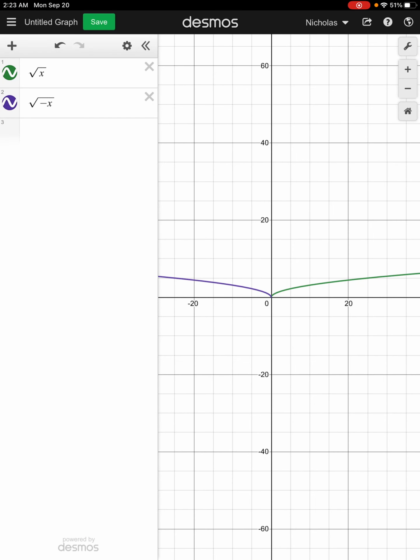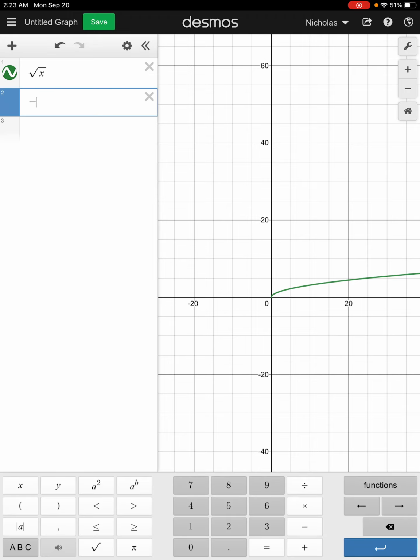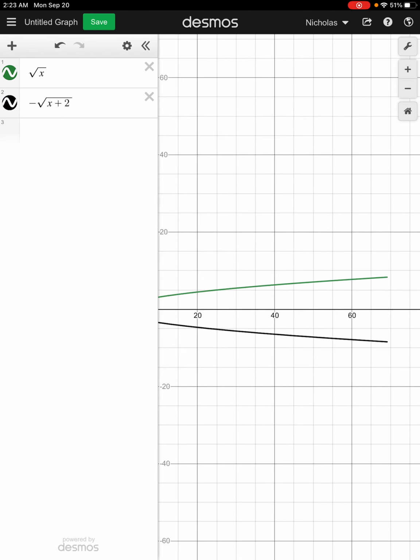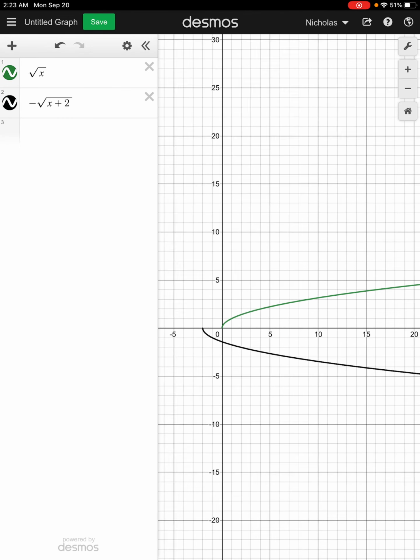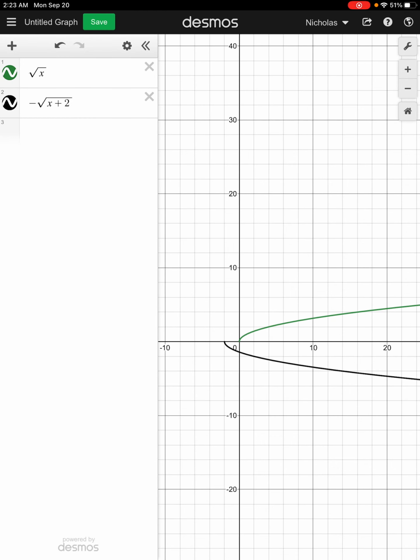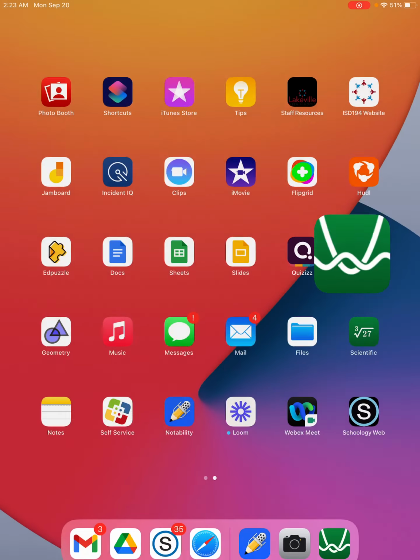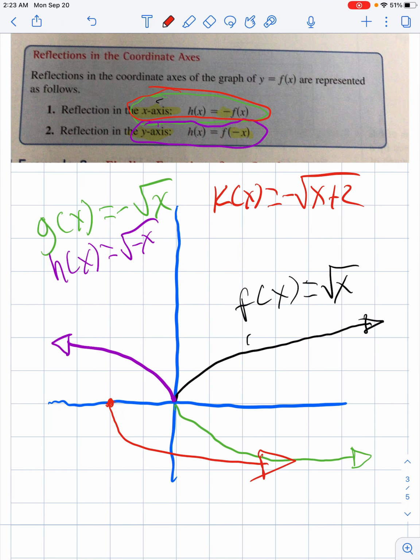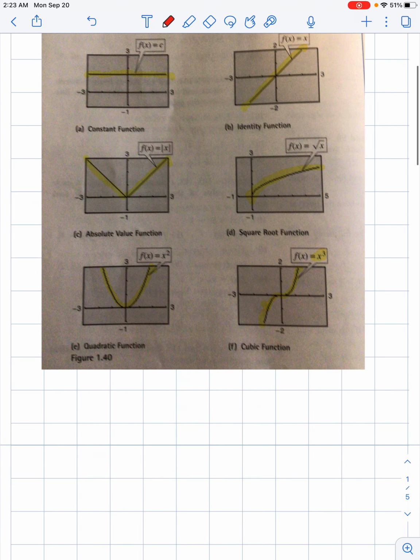So it looks something like that. We can go ahead and double check our answer. We've got the square root of x as our parent function. We said negative square root of x plus 2. And you can see it looks like we did it correctly because it's going to move over. All right, so again, the key is you have to understand your parent functions, and then you have to look at what is happening. Is it shifting up or down? Did it get reflected?